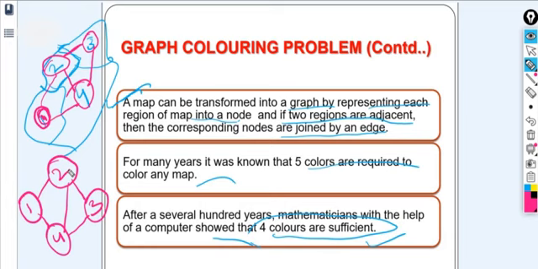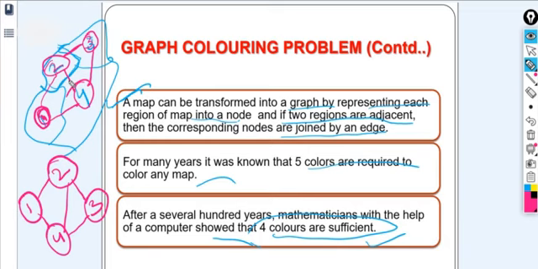Now the problem may be an application like this: if you have a map with some regions, you have to color those maps with the minimum number of colors, right? No two adjacent regions should be filled with the same color. Why? Because there will not be any uniqueness or separability in the regions if you fill them with the same color. So that is the application of the graph coloring problem here.